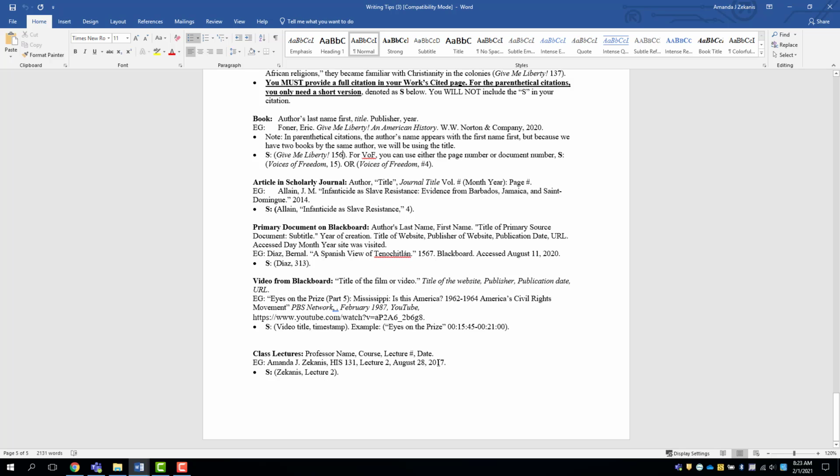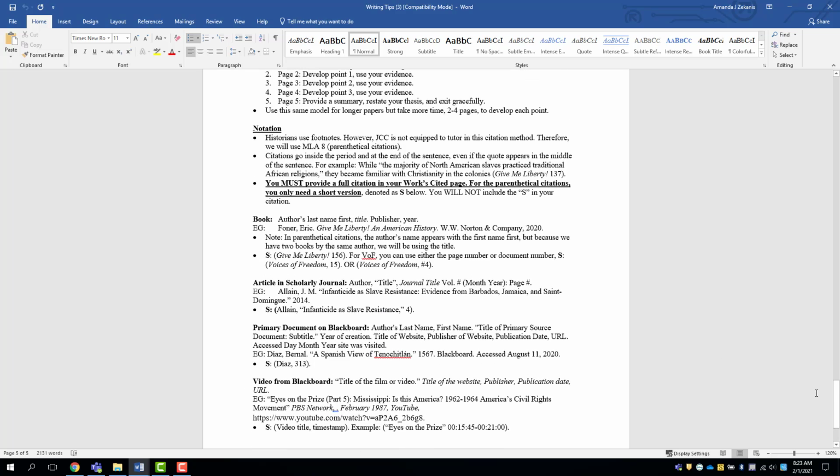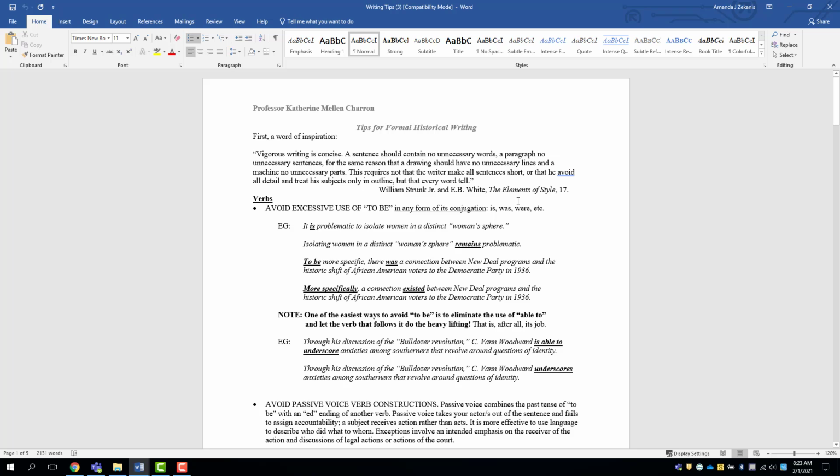So the E.G. is how to do it in the works cited, and the S is shortened. You will not include the S in your citation, but that's how you do the parenthetical. So again, strongly recommend you take a look at this. It was written by my mentor, Dr. Kathy Mellon Sharon. She's an excellent, very smart woman, and you should definitely take advantage of this excellent resource.